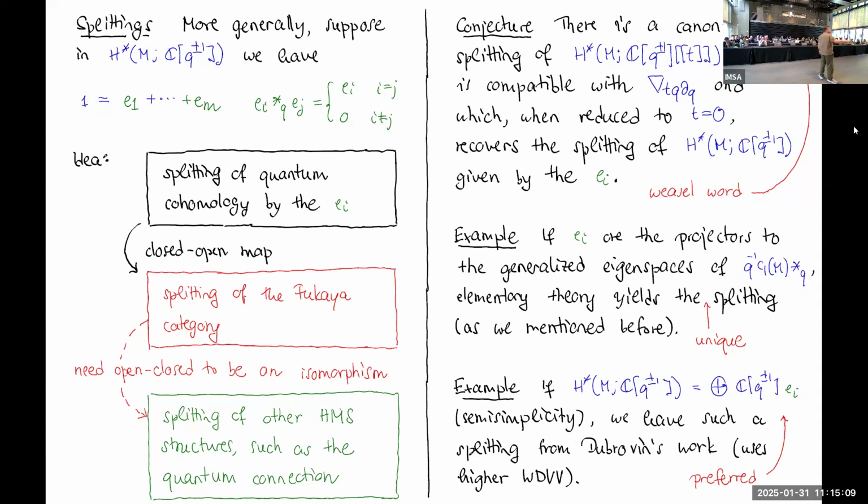So for instance, if you take M to be CP1 cross CP1, the quantum multiplication with the first Chern class has 3 eigenvalues. So the elementary theorem gives you a splitting into 3 summands, but actually you have a splitting into four, given by the idempotents.